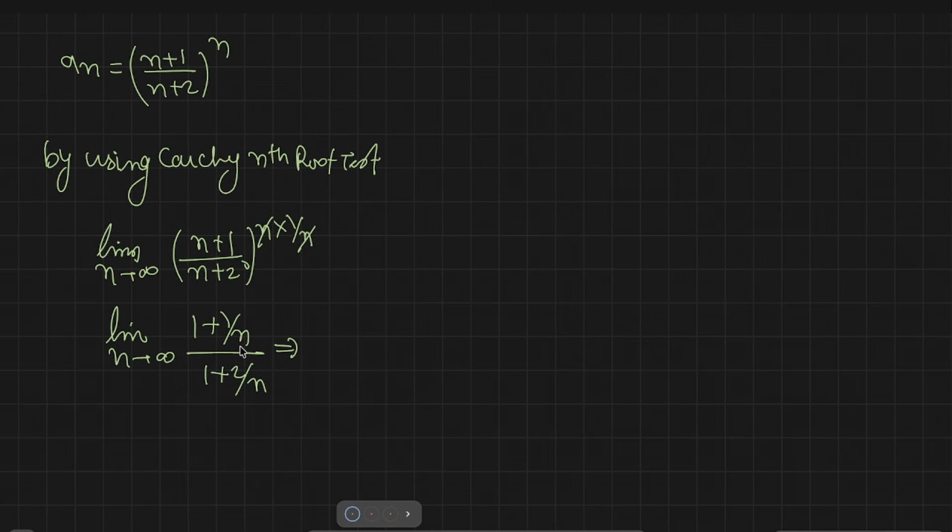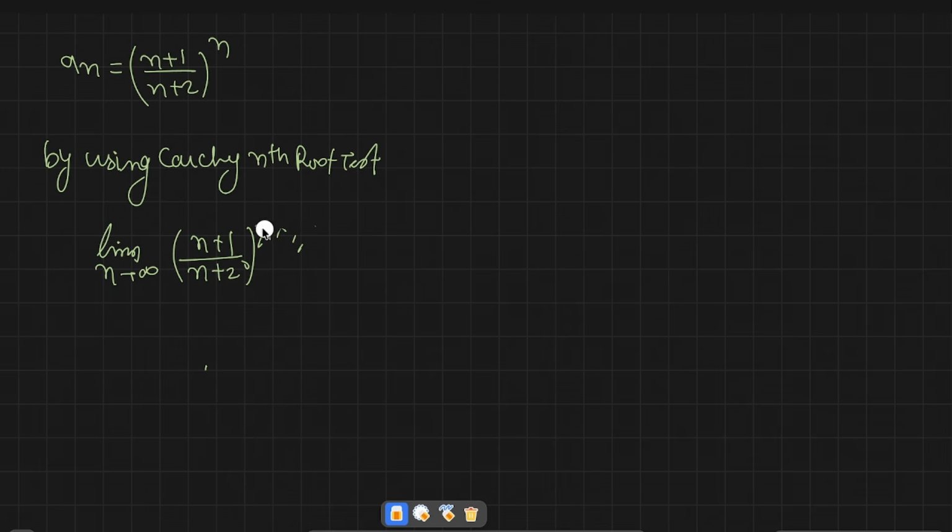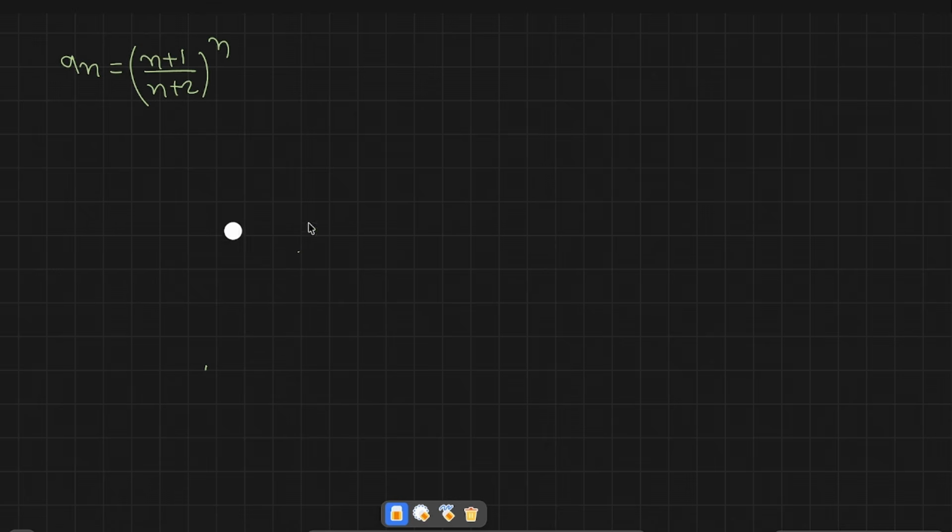At the boundary point it will be 1 by e. So I think this test will fail here. For the Cauchy nth root test, if the limit is greater than 1, then it is convergent. Now, if I take this boundary point, without the Cauchy nth root test, I will apply the limit, the necessary and sufficient condition.